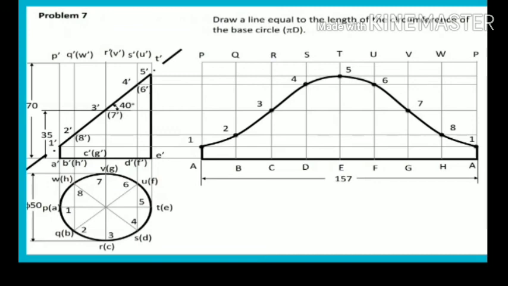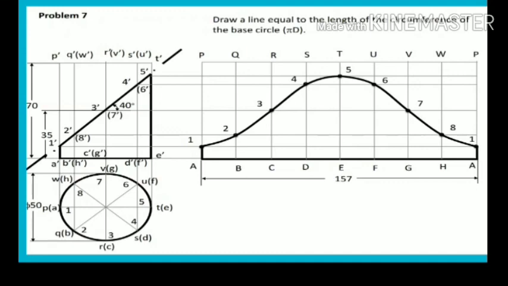Now the action of the cutting plane on AP: here it intersects at a point 1. The same point is transferred on the development. Here the length of the development is equal to pi d, that is the circumference of the top view, and the height of the development is equal to the height of the front view. Here the points 1, 2, 3, 4, 5, 6, 7, 8 are shown, since we have divided the circle into 8 equal parts.